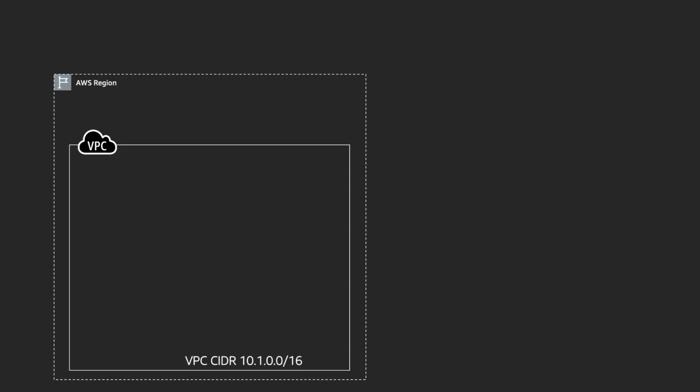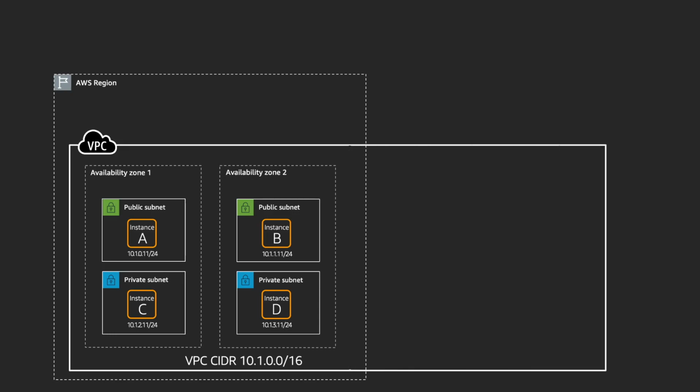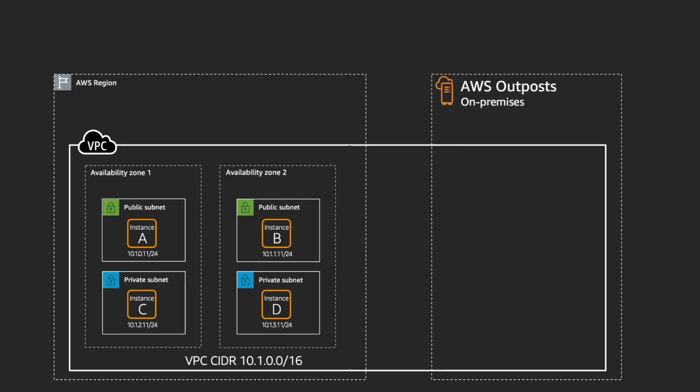All right, so let's talk about Amazon VPC networking for AWS Outposts. So again, we've got the region on the left-hand side here. We've got our VPC, our availability zones, our public subnets, private subnets, instances that run inside those subnets. So our EC2 instances there. And what we're actually doing with Outposts is extending that VPC through to the AWS Outpost that's running on premises.